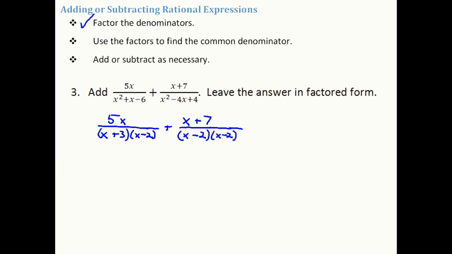So the first denominator we're going to multiply by another x minus 2 over x minus 2. We're going to multiply the whole fraction by that. That way we'll have a denominator of x minus 2 times x plus 3 times x minus 2. Our second fraction, in order to have a common denominator, this needs the x plus 3.